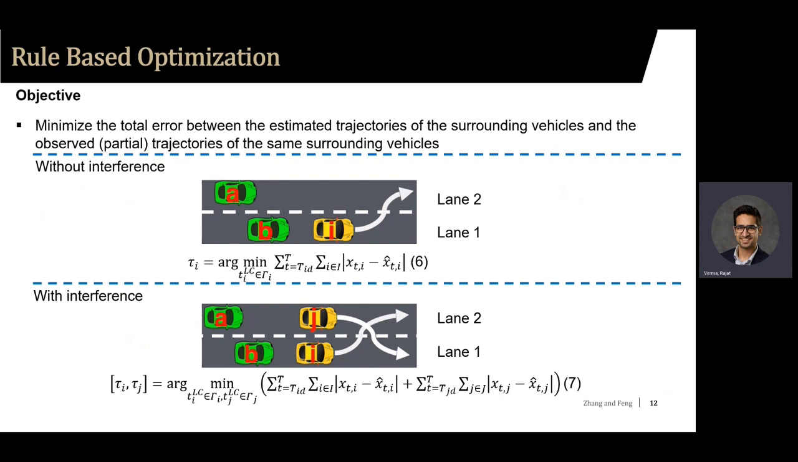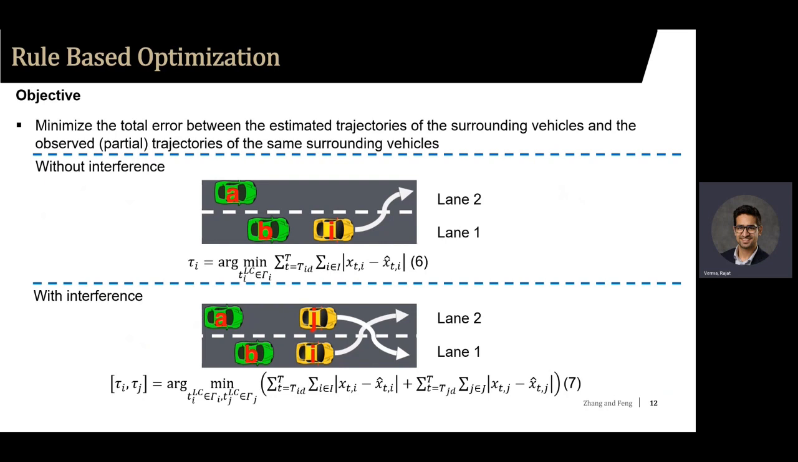So I separated them into 2 different cases. The first case is without interference. In this example, that means there's only one vehicle changing lane from lane 1 to lane 2. And our objective is to minimize the total distance error between the expected trajectory of the surrounding vehicles A, B and their observed trajectory of the same surrounding vehicles.